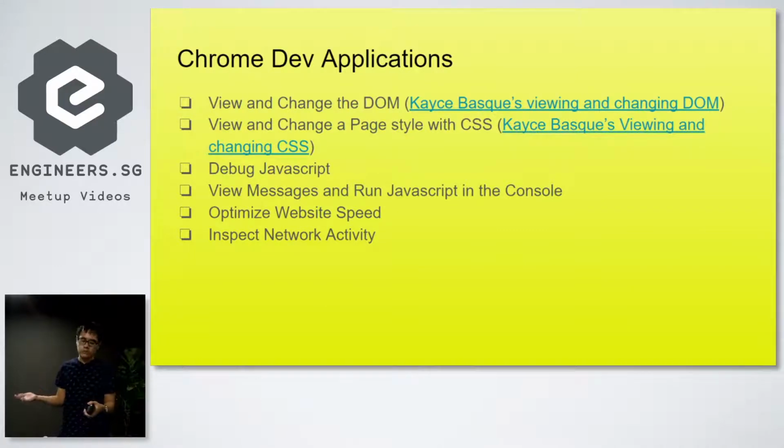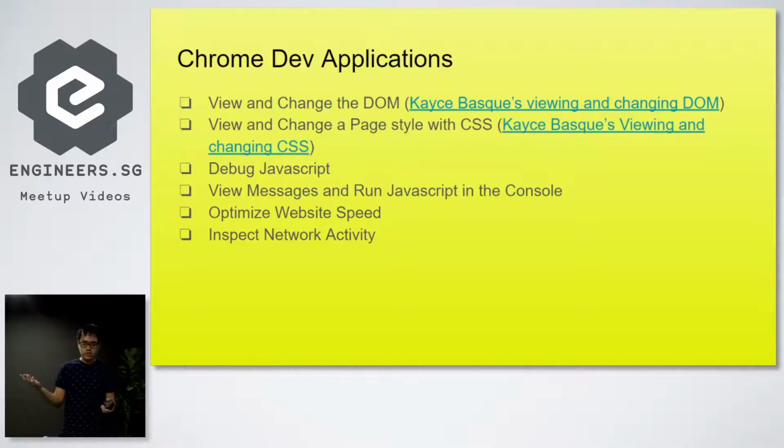So what are the applications of Chrome DevTools? Why do we use them? First, we can view and change the DOM and make the necessary changes. We can test how a web page loads. We can also view and change a page's style using CSS. Casey Best wrote very good articles about these two topics, on how we can perform these tests using Chrome DevTools. And we can also use Chrome DevTools to debug JavaScript.